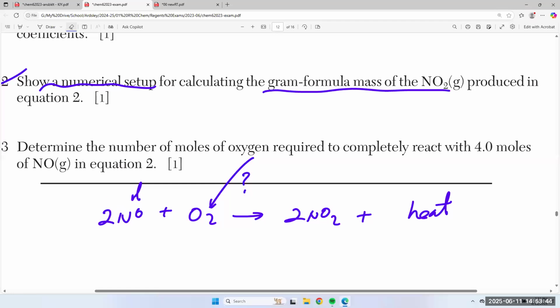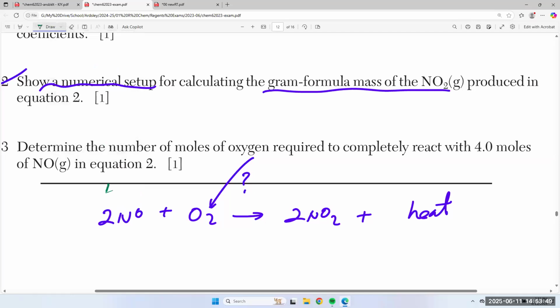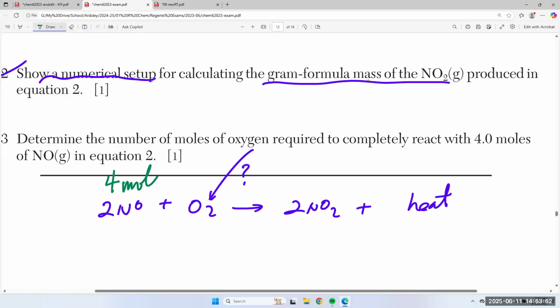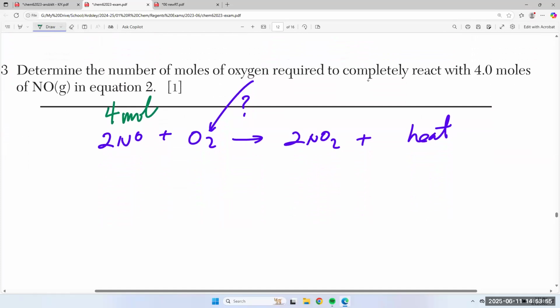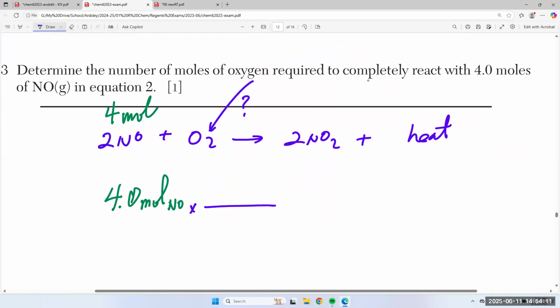So moles of oxygen required, that's what we need, but we have 4 moles of NO. You guys remember when I was in class, I used to use different colors? For good old times' sake, let's do that again. So what do we use? Coefficient ratios. It's dimensional analysis. We're starting with 4.0 moles of NO, and you have to multiply this by a factor that's going to give us moles of O2, so you cancel moles of NO.